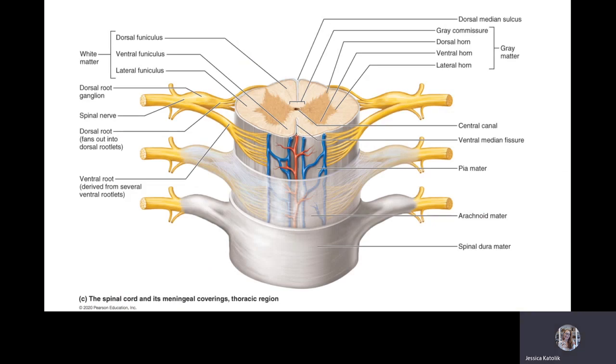Here's a little bit of a bigger picture if you want to go through them in a little bit more detail. So you'll be able to see the gray matter and the white matter, the three horns, the three funiculi, the dorsal root and the ventral root, the dorsal root ganglion, and the spinal nerve. Notice the spinal nerve is actually splitting into the dorsal ramus and the ventral ramus here.